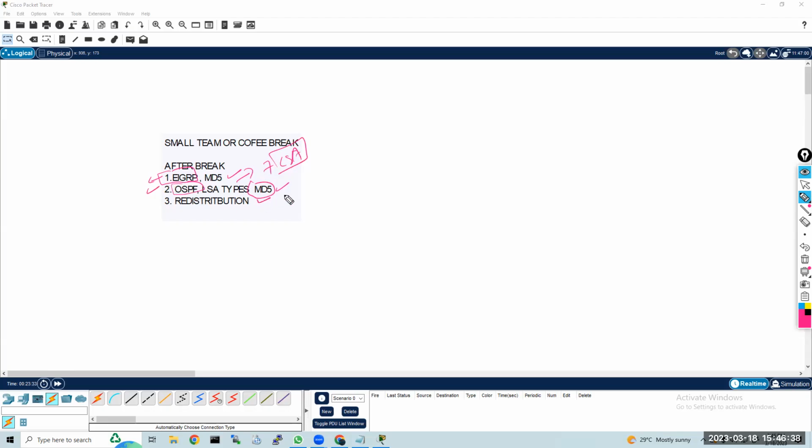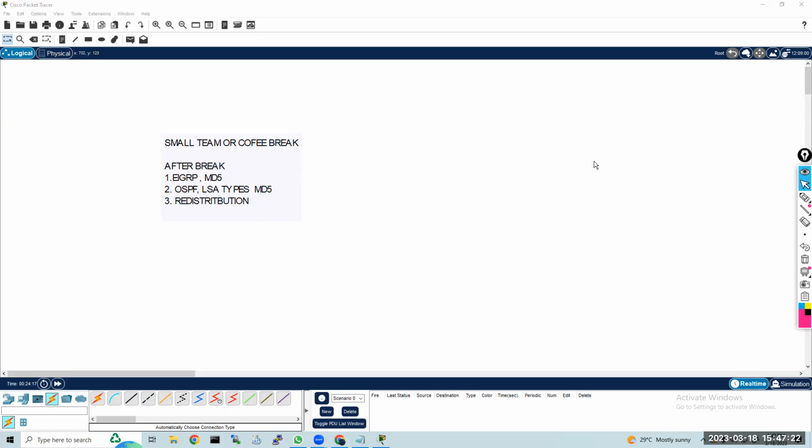Then we shall discuss redistribution, where we are going to do a total of 3 labs. Redistribution from RIP to EIGRP and RIP to OSPF. Then OSPF to EIGRP. All 3 labs we are going to discuss today, guys. So a lot of labs. As you know, every lab will be shared with you. Don't worry about the lab part.